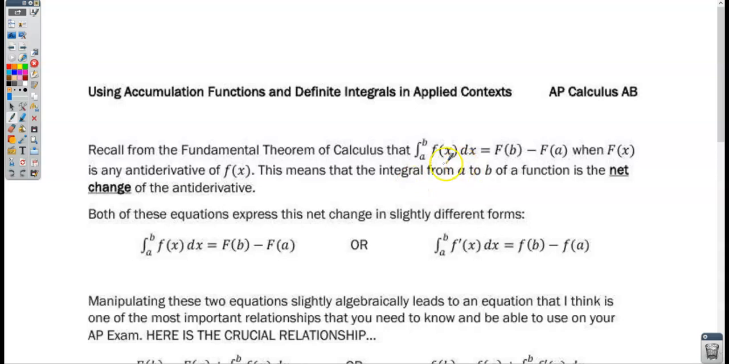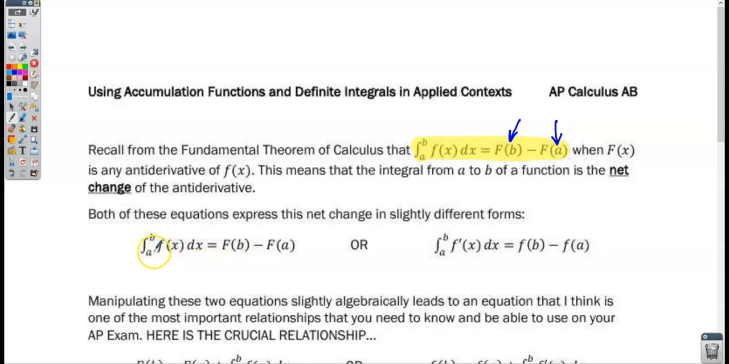If you remember from the fundamental theorem of calculus, the integral from a to b of f of x dx is equal to capital F of b minus capital F of a, where capital F of x is the antiderivative of lowercase f of x. What this means is that the integral of a function is the net change of its antiderivative. It's the difference between where the antiderivative was at the starting point minus where the antiderivative was at the ending point. And both of these equations represent that in slightly different forms.